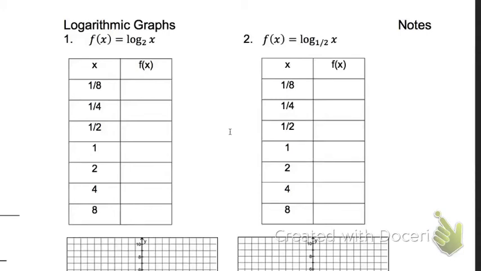So logarithmic graphs, something to mention because we haven't really seen much of logarithms yet, but we'll get more into what exactly they are later on in the chapter. We're just going to learn how to graph them for this section. But logarithms are inverses of exponential. And does anyone remember what an inverse is?